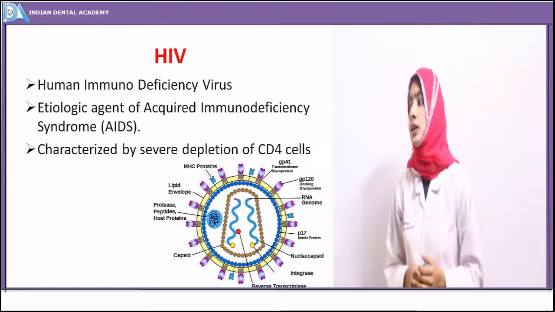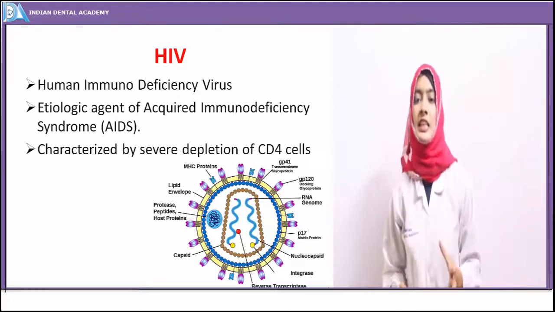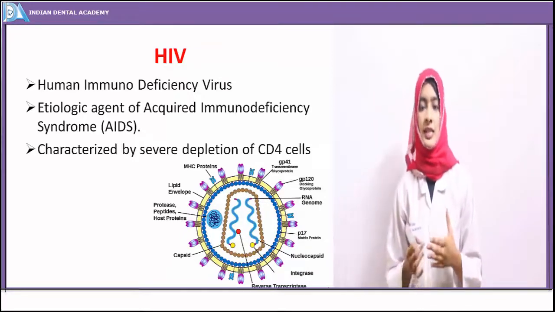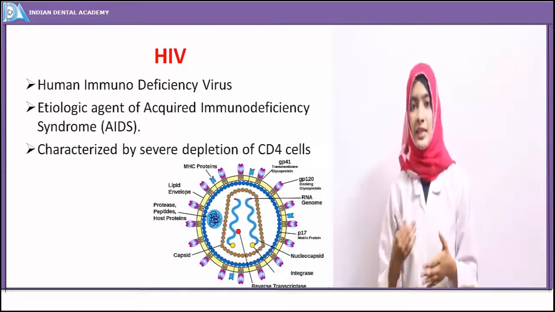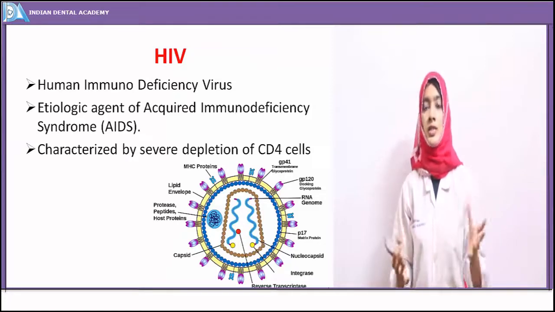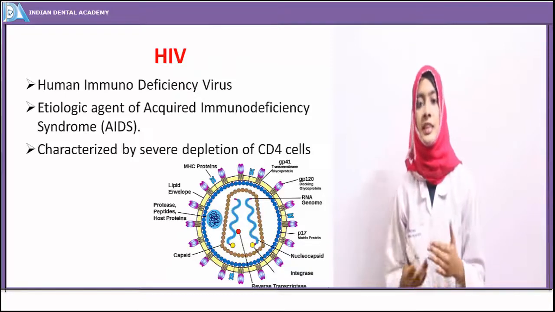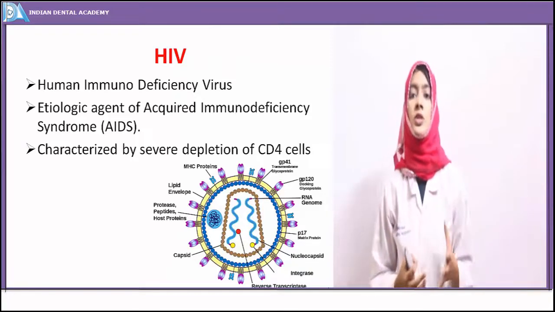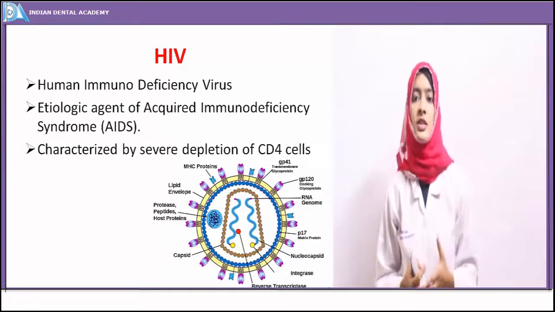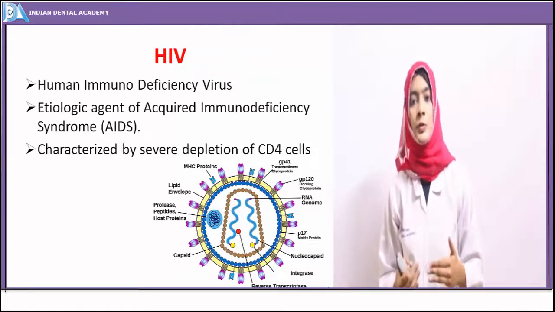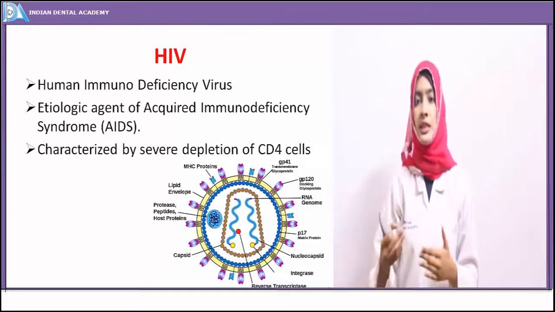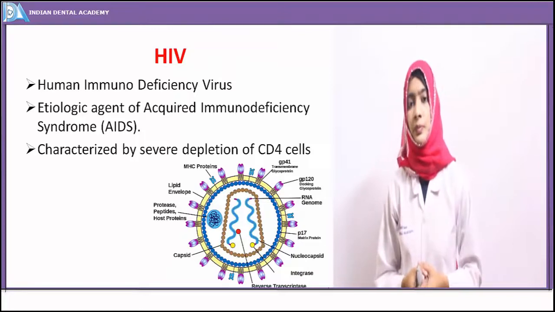There are two genetically distinct types of HIV viruses, that is HIV type 1 and HIV type 2, causing the AIDS disease in varied populations. HIV type 1 is mostly seen in cases of Western countries, whereas the HIV type 2 virus is most significantly seen in the Indian population.